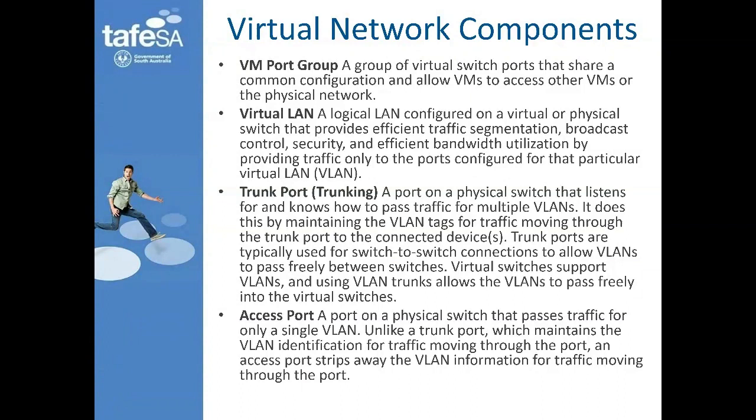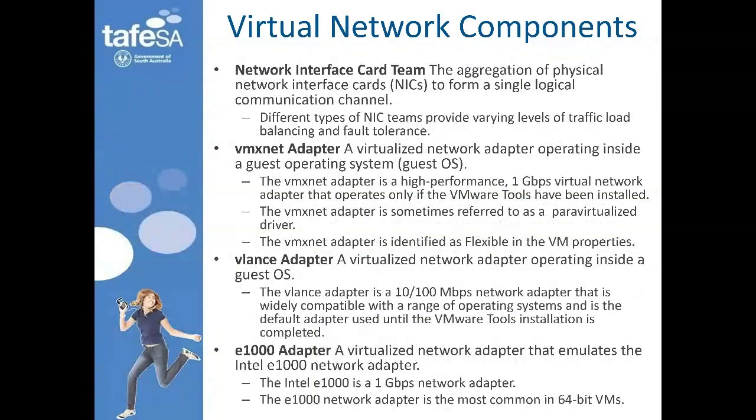What about access ports? So an access port is a port on a physical switch that passes traffic for only a single VLAN. But unlike a trunk port, which maintains the VLAN identification for traffic moving through the port, an access port strips away the VLAN tag from traffic moving through the port. So this is a normal port, if you like to think of it. The trunking port maintains the VLAN tags, but a normal port does not. It's just for normal single machine access.